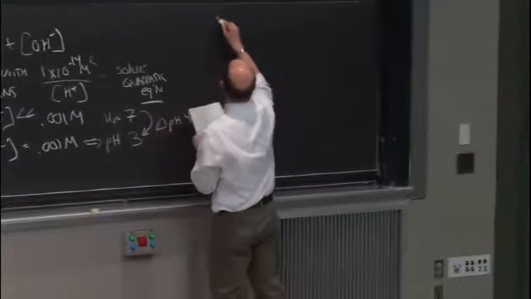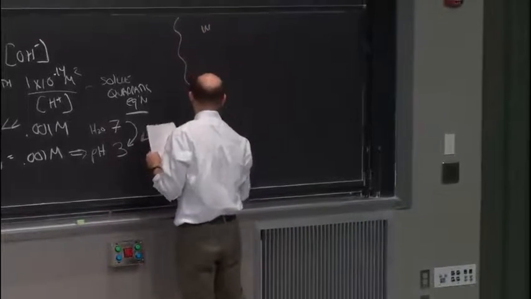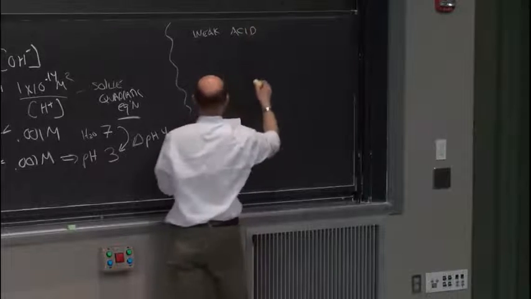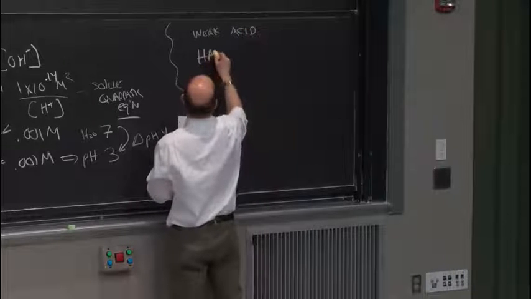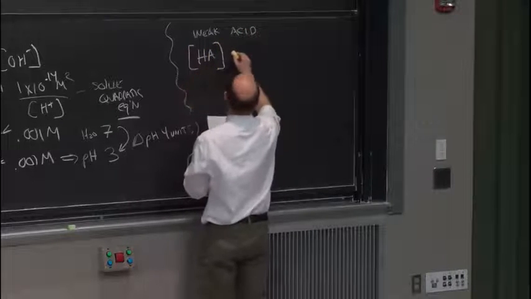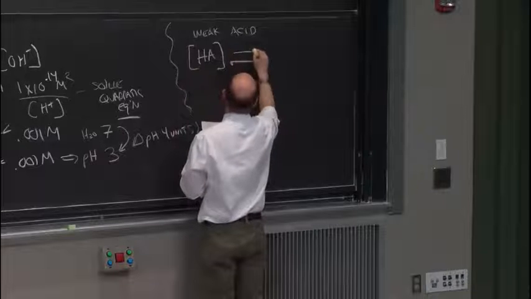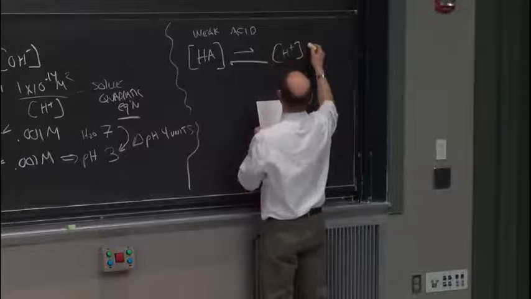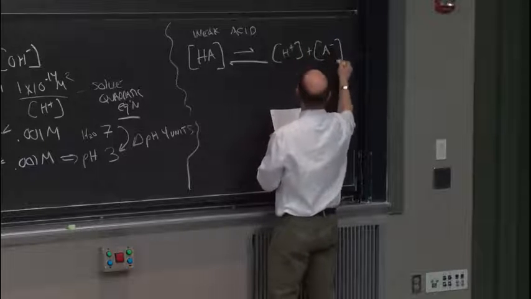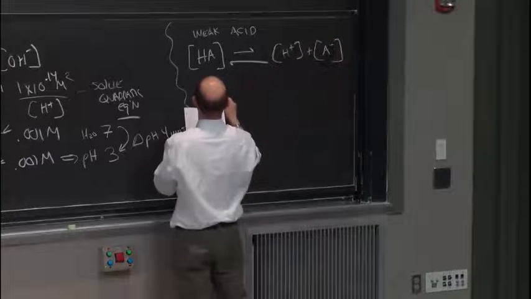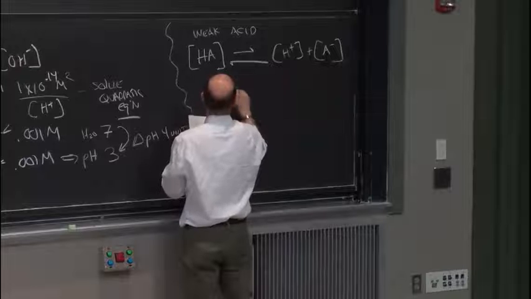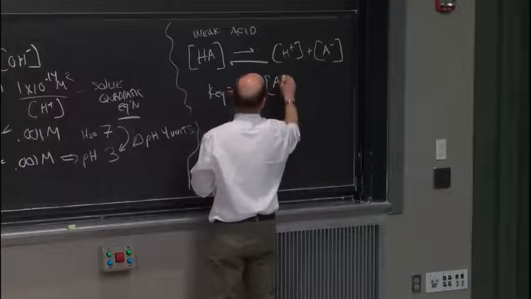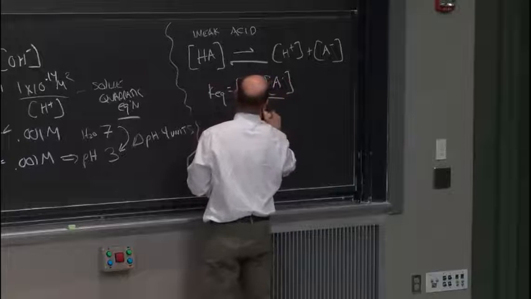Okay? For a weak acid, I have to say that HA is now largely undissociated. It will dissociate into H plus and A minus. Okay, and I'm going to now define something a little different. I'm going to say my equilibrium constant here is, of course, the proton times the conjugate base, divided by HA.